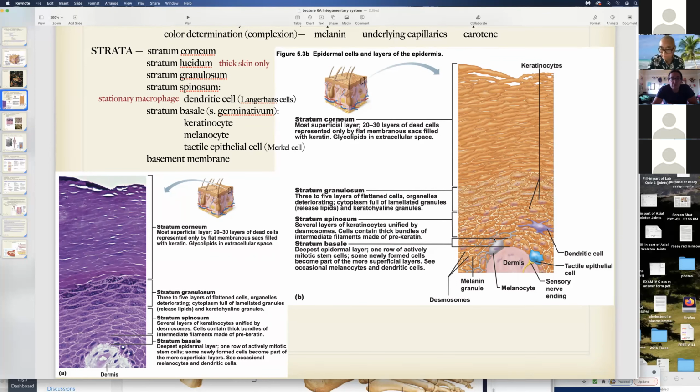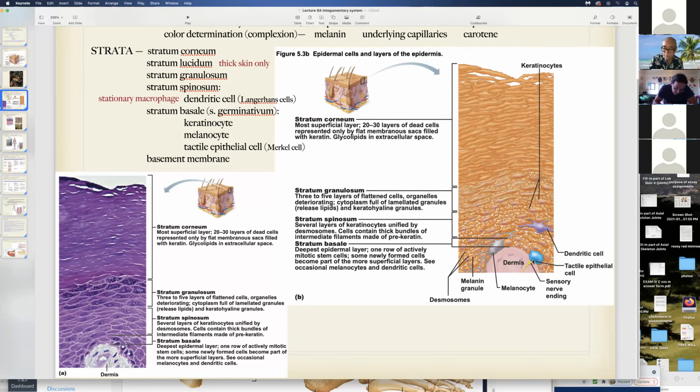And then there's one more item. The tactile epithelial cell, used to be called Merkel cell. The tactile epithelial cell is the one that allows you to feel whatever your skin is touching.